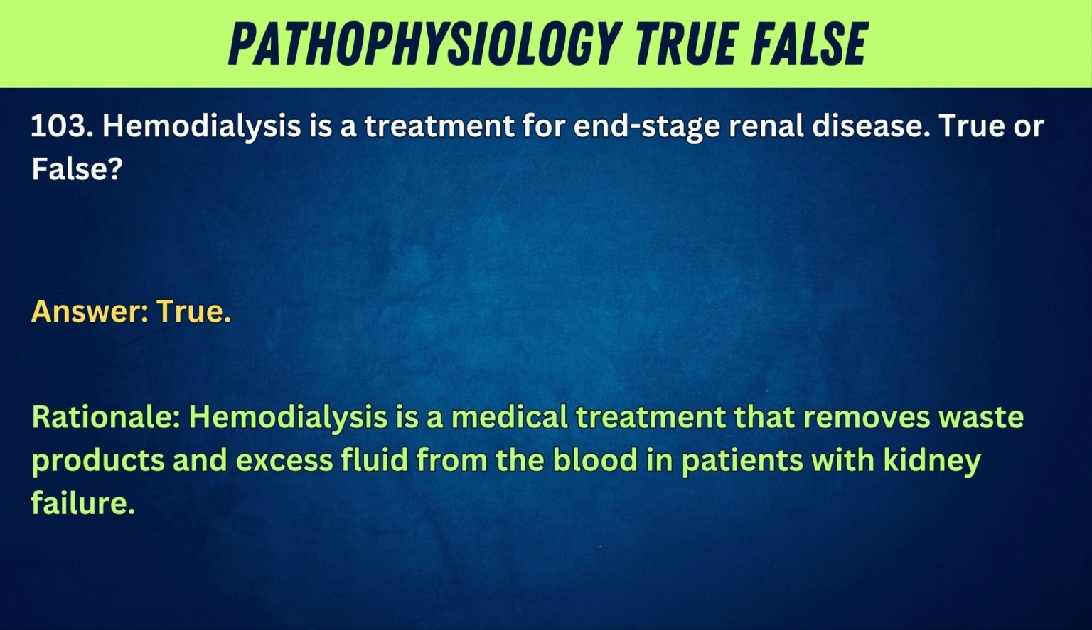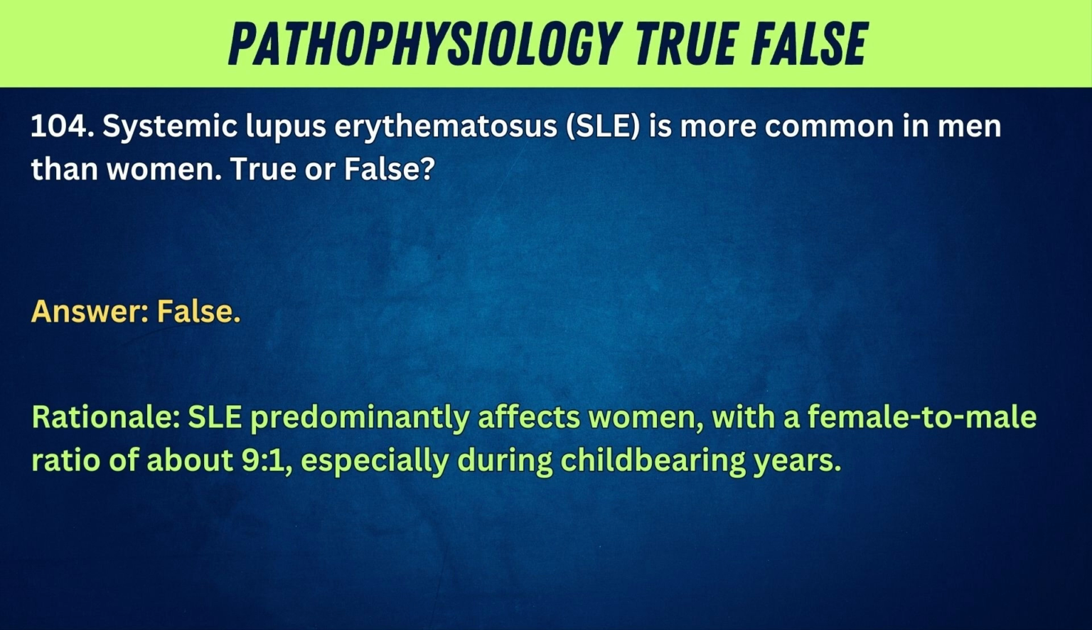103. Hemodialysis is a treatment for end-stage renal disease. True or false? Answer: true. Rationale: hemodialysis is a medical treatment that removes waste products and excess fluid from the blood in patients with kidney failure. 104. Systemic lupus erythematosus, SLE, is more common in men than women. True or false? Answer: false. Rationale: SLE predominantly affects women, with a female-to-male ratio of about 9:1, especially during childbearing years.